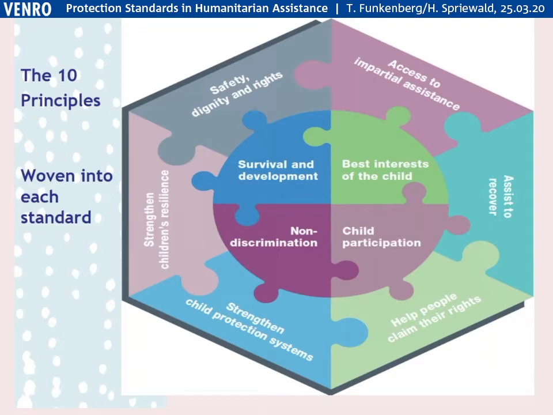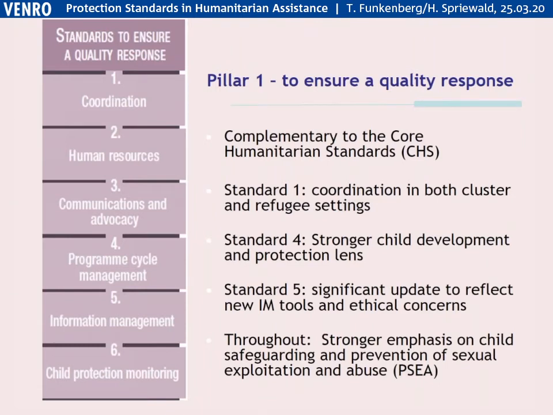So how to, for example, include child participation in all the actions we are doing to assist and protect children during a humanitarian crisis. Let's start with Pillar 1. This is all about ensuring a quality response. So you have coordination, human resources, communications and advocacy, program cycle management, information management, and child protection monitoring.